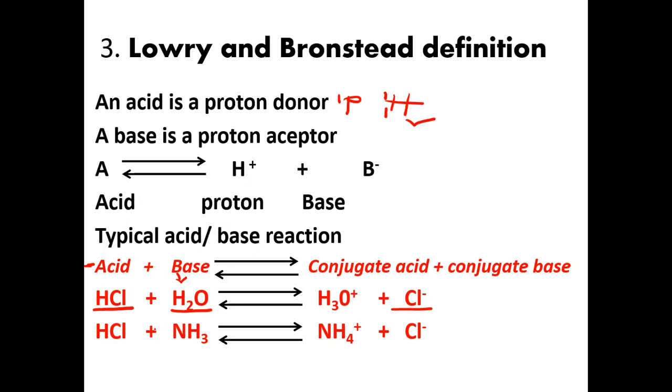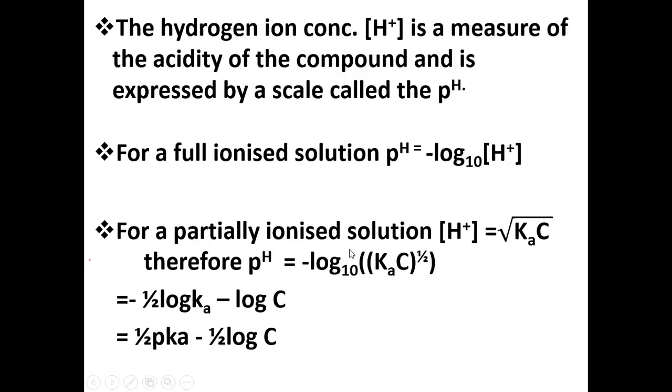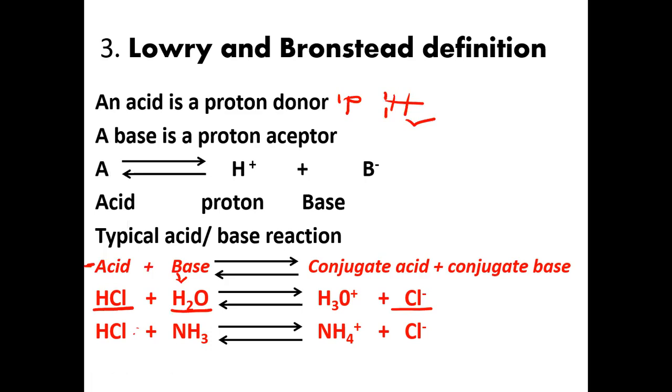Then another example we have here is HCl and ammonia. And so our HCl was able to donate a proton to the ammonia to give us this ion here, and then the Cl minus. So that is basically what we are talking about. Okay.